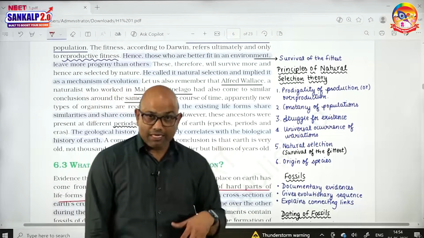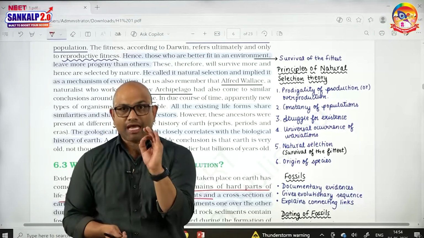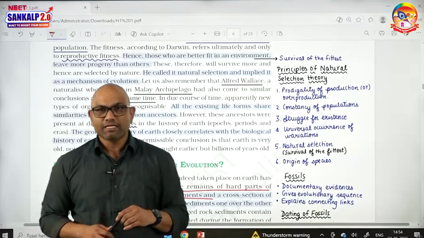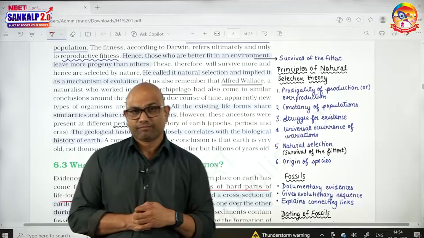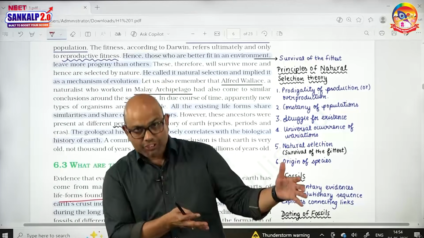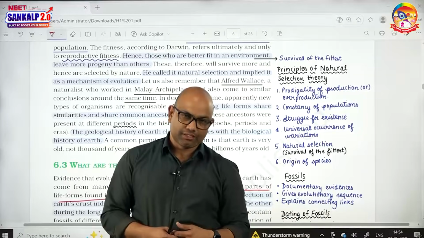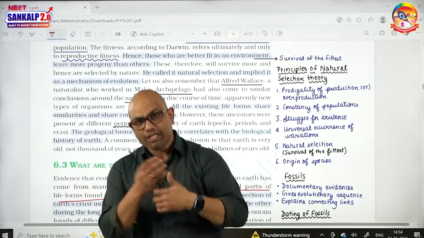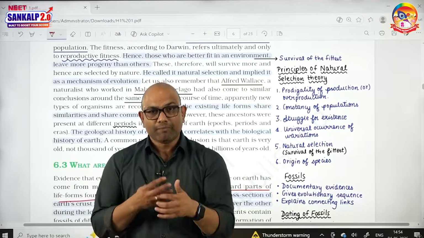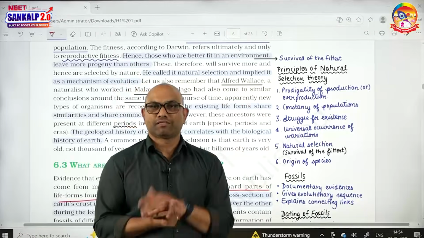And once the organisms are selected with beneficial variations, they should have an important property called Darwinian fitness. Darwinian fitness is nothing but reproductive fitness. When reproductive fitness is there with beneficial variations, these variations will go to the next generations. They will accumulate generation by generation, and after several generations it may develop into a new species. That is the last observation, origin of species.